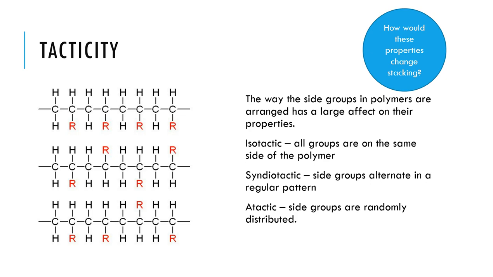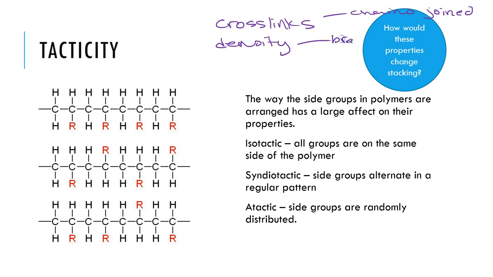Sorry, I activated Siri. Okay, let's look at tacticity. So we've looked at intermolecular and intramolecular forces, talking about crosslinks. We have talked about branching. So this is how the chains are joined, either by intermolecular forces or covalent bonds. Then density of the polymer chains caused by branching.